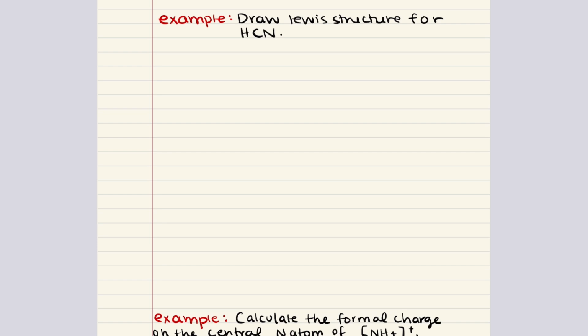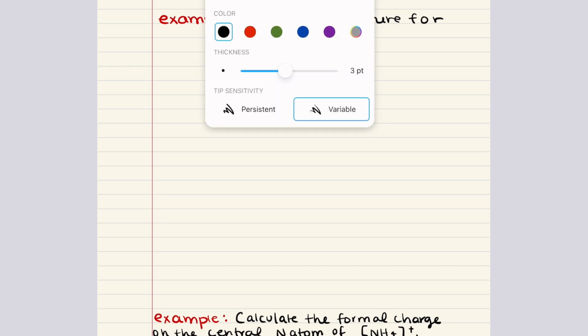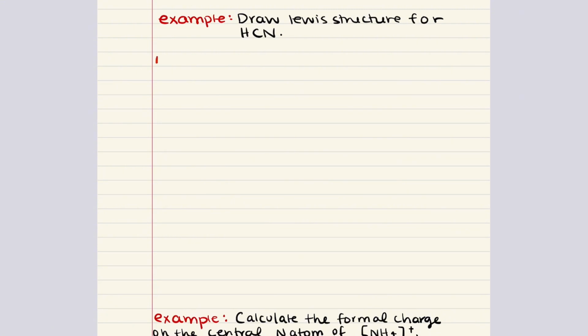So let's just go ahead and follow our rules one by one. The first step we want to do is determine the total number of electrons in the molecule or ion. Now we have HCN, hydrogen has 1 valence electron, carbon has 4 valence electrons, and nitrogen actually has 5 valence electrons. So if we add up all of these valence electrons, we'll get a total of 10 valence electrons. Wonderful. Then the second step is to determine which atoms are connected.